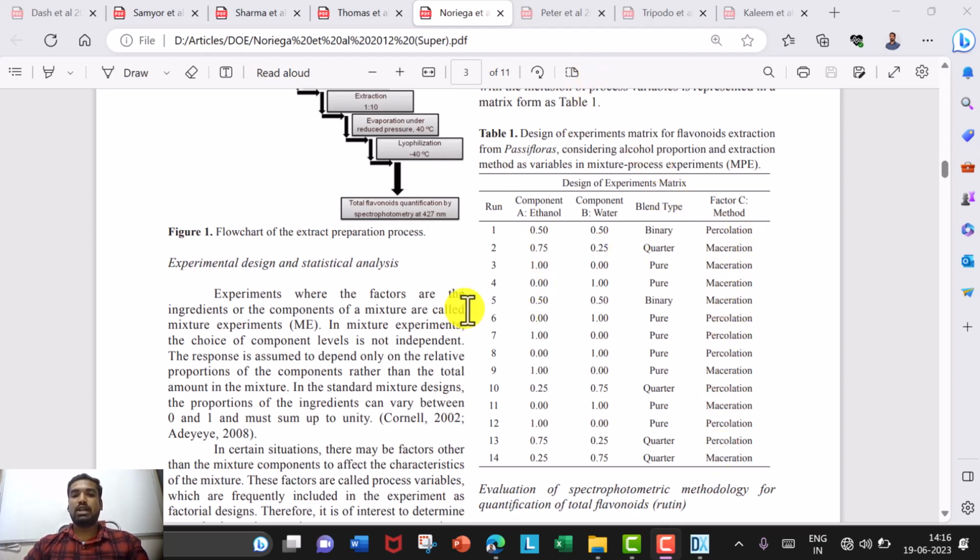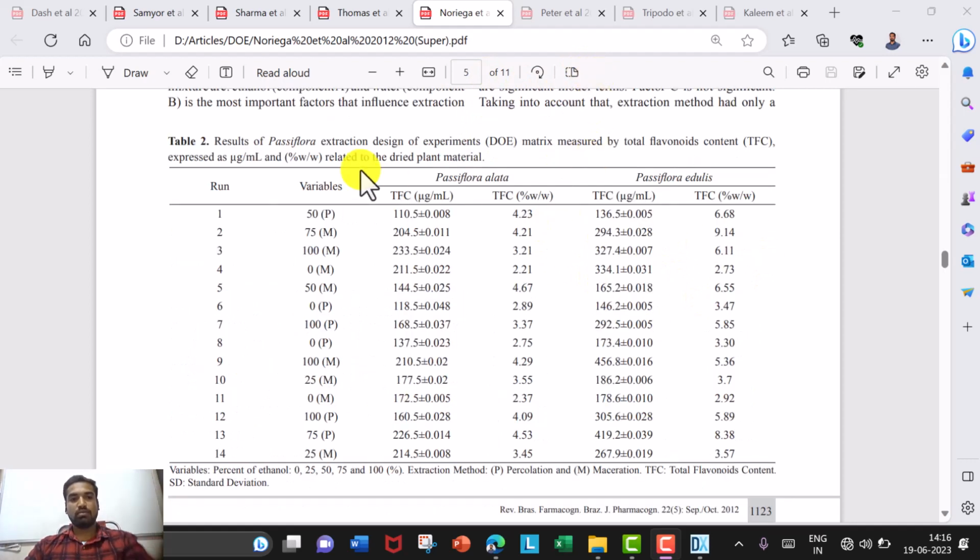Based on the condition, it is analyzing and optimizing which method is good for extraction of flavonoids. Yes, this is the result of the DOE matrix for flavonoids, and this is the result for Passiflora alata and edulis. These are the variables. 14 runs are there.